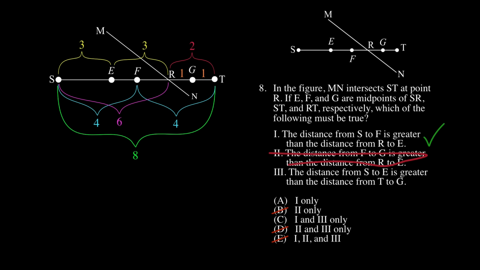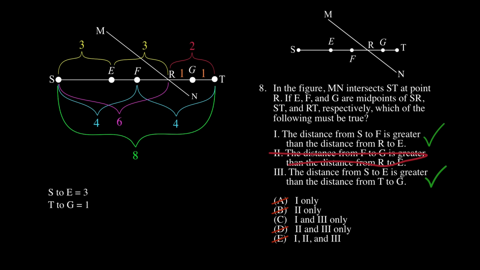From here, we need to try Roman numeral 3. The distance from S to E, well, we know the distance from S to E is 3, is greater than the distance from T to G, and we know that the distance from T to G, that's the same as G to T, so that's 1. So 3 is greater than 1. That works, so Roman numeral 1 and Roman numeral 3 work.